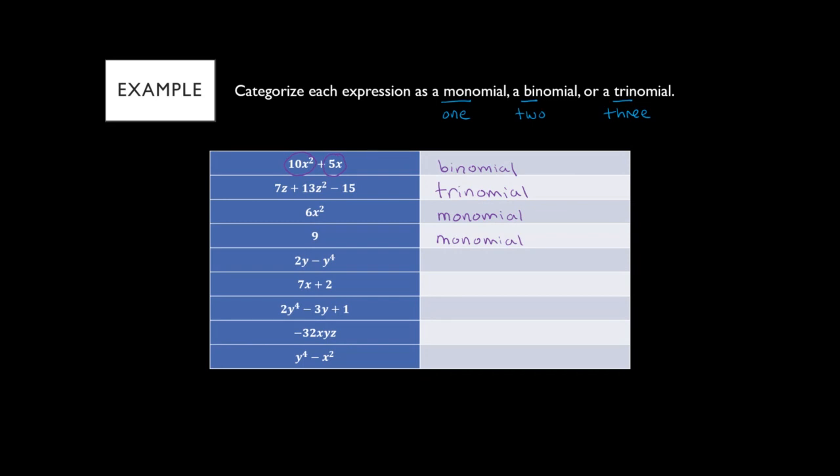Underneath that, we have 2y minus y to the fourth. So this has two terms separated by one symbol. So two terms means it's a binomial. And then underneath that, we also have something with two terms, 7x plus 2.